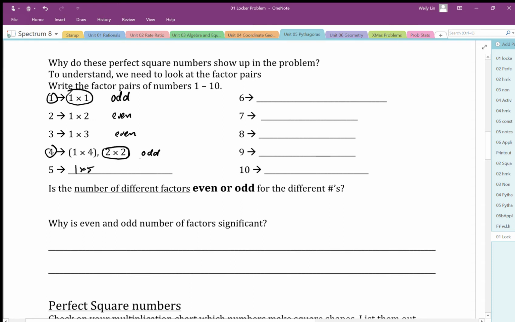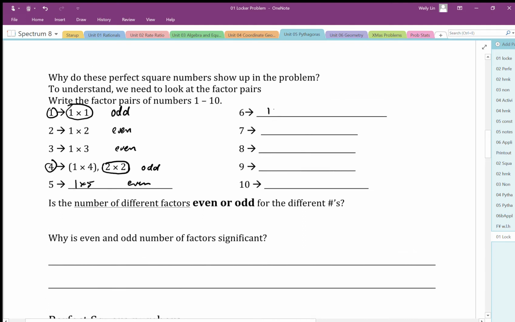Okay, so 5 is 1 and 5, that's even. 6 is going to be 1 and 6, and it'll be 2 times 3. So 1 will hit locker 6 once, 6 will hit locker 6, 2 will hit locker 6, 3 will hit locker 6. But that's an even number of factors. Same with these ones. Even if it's prime, it's still an even number of factors. So this is even.